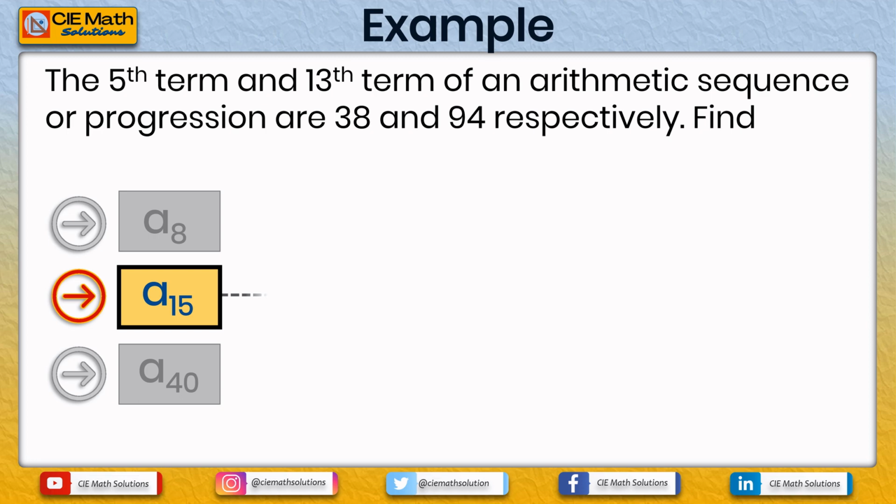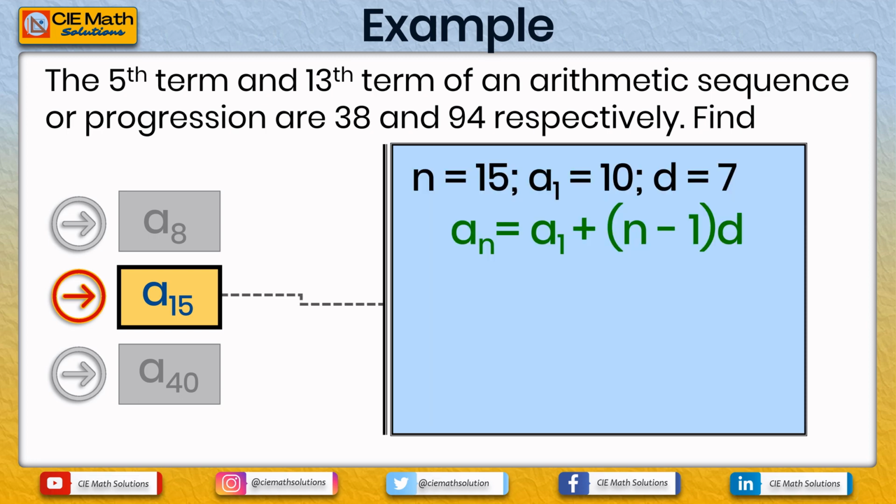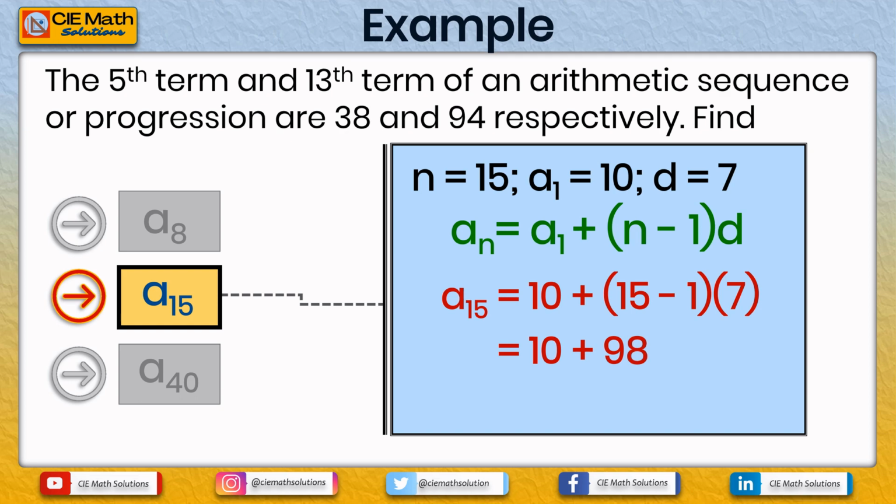Using the second method, we have n equals 15, a1 is equal to 10, and d is equal to 7. Substituting the values, we then have 10 plus 15 minus 1 times 7. That is equal to 10 plus 98. The 15th term then of this arithmetic sequence is 108.